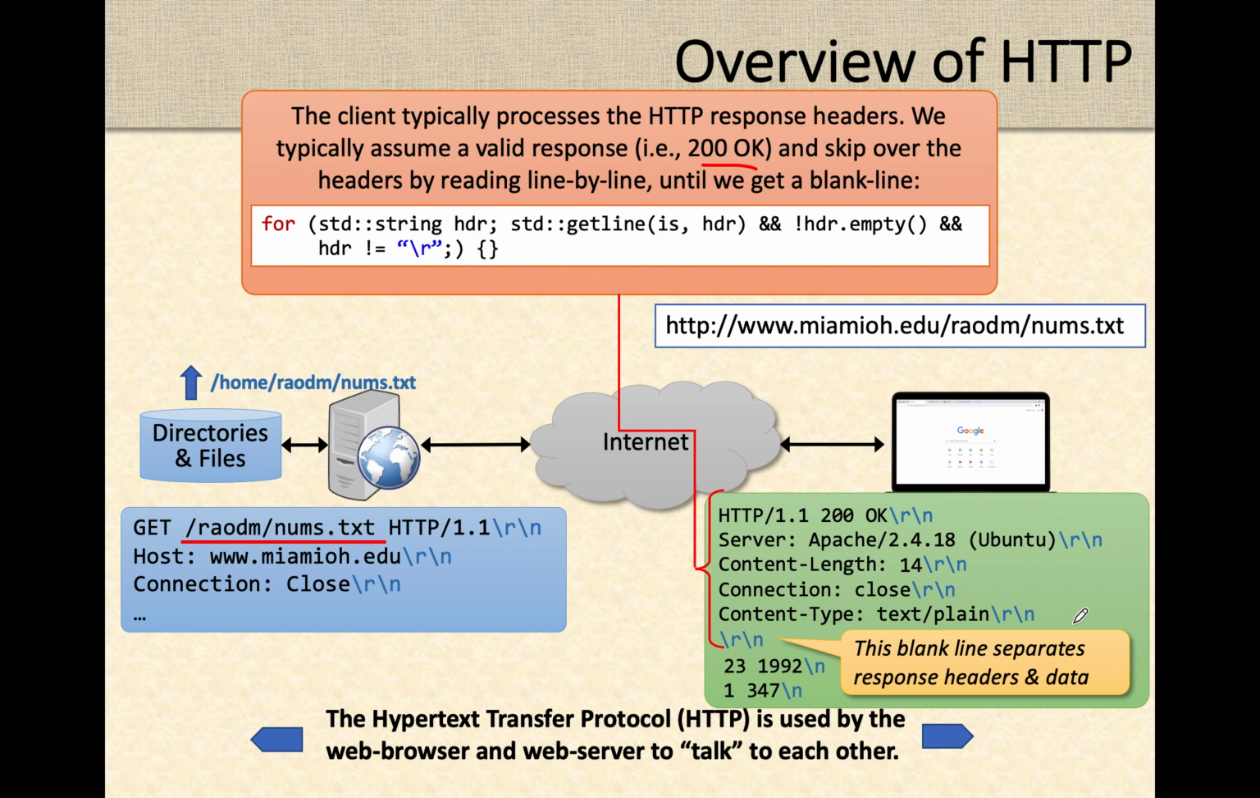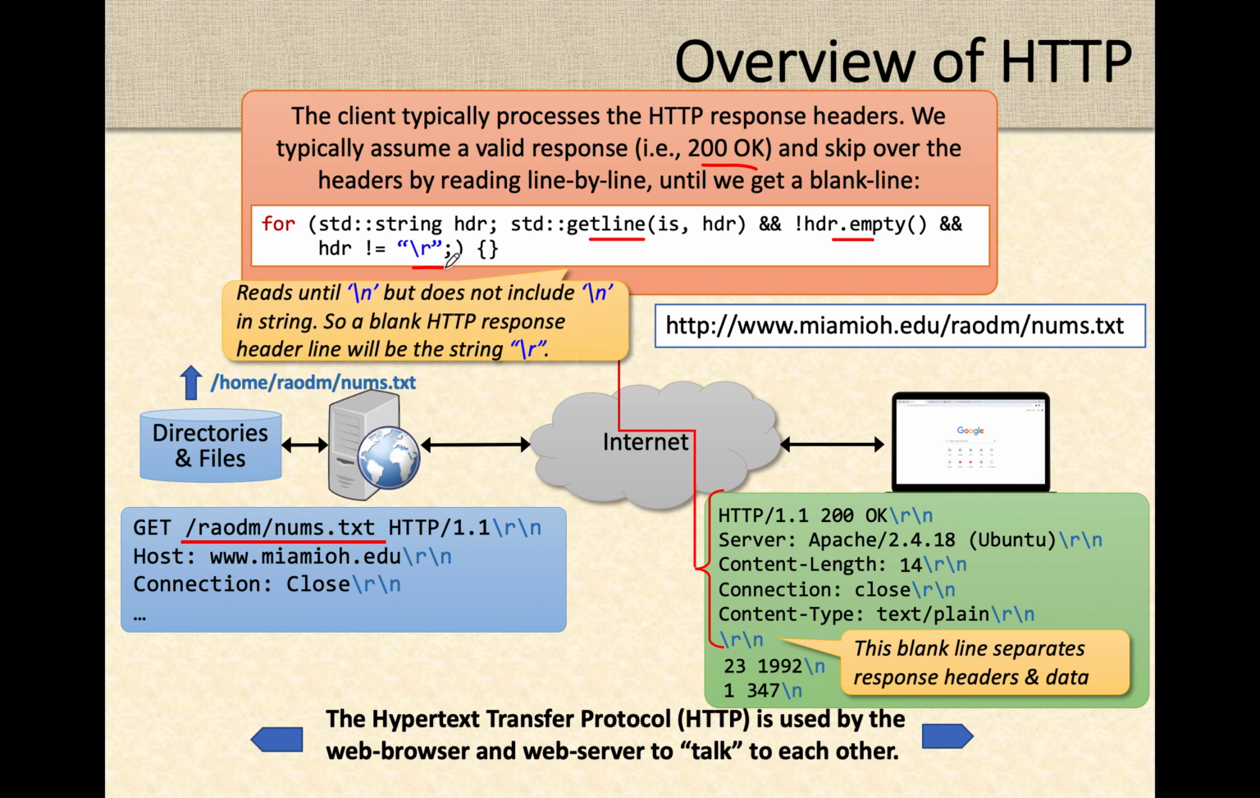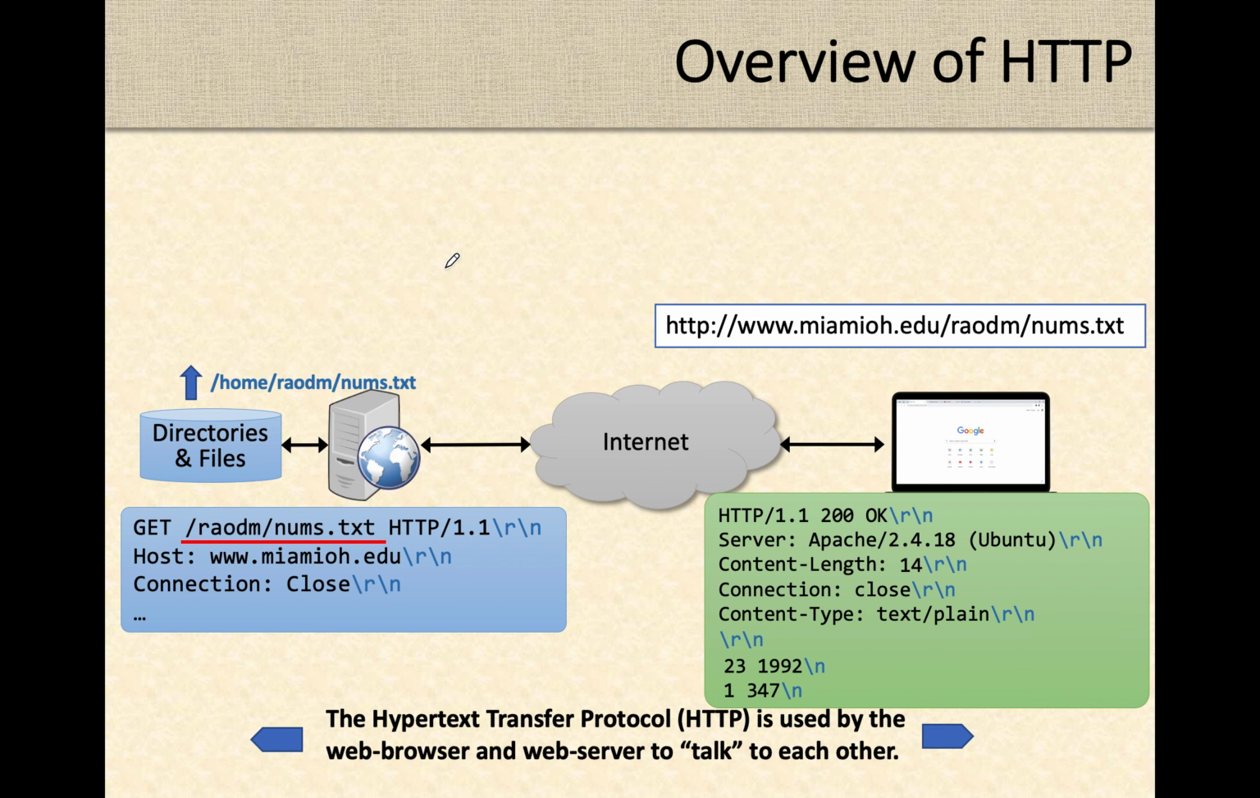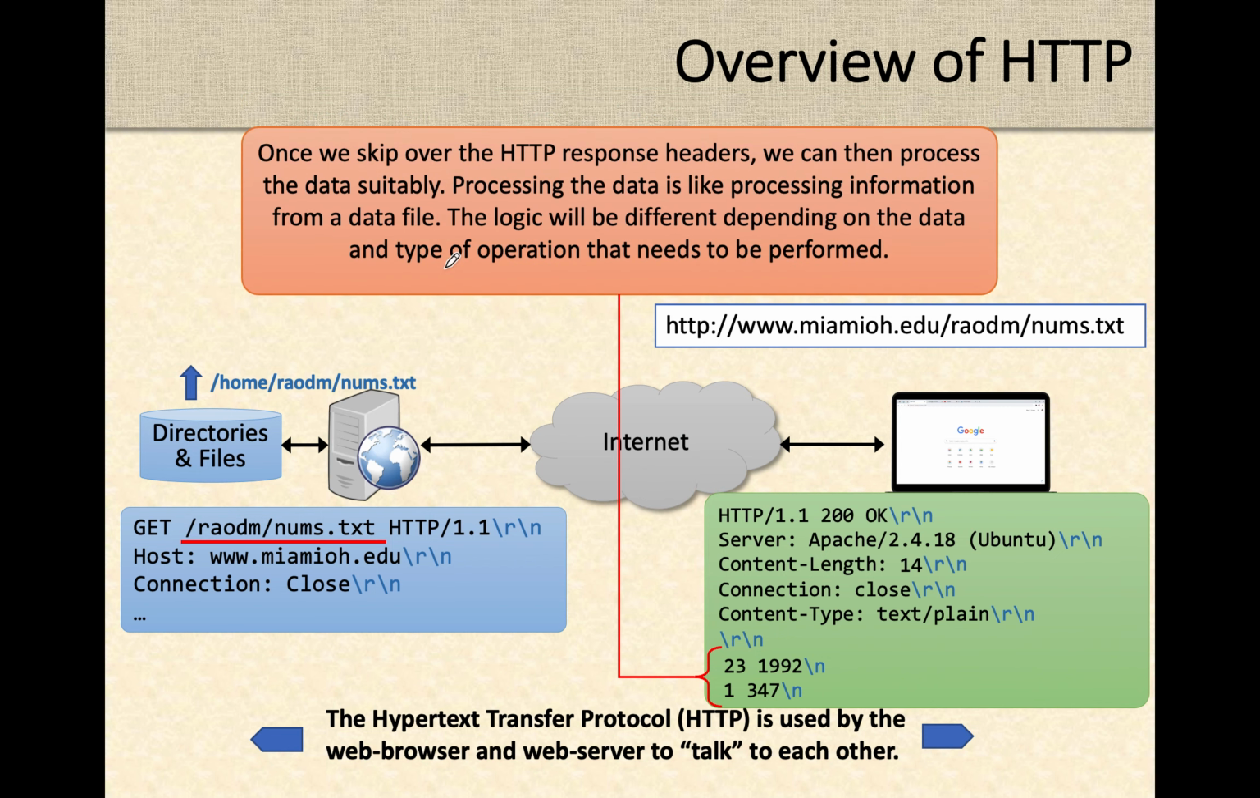So typically we'll use a simple for loop to keep reading line by line from some input stream. Let's say this is the socket stream from which you're getting data. As long as the header is not empty or just a blank \r, we will keep reading and discarding those headers so that we can get to the data. Note that we're skipping over the header so that we can get to the data and process it.